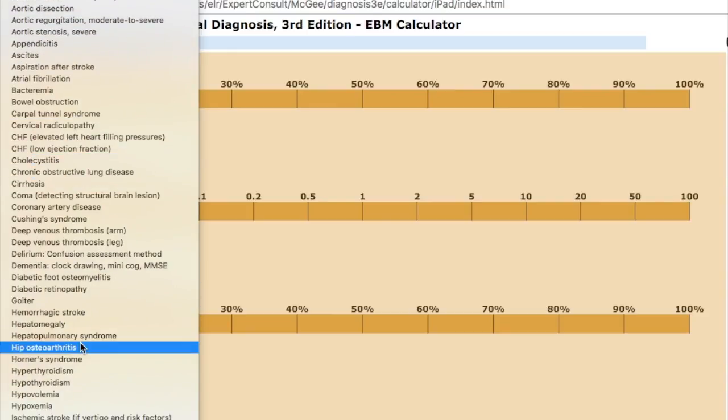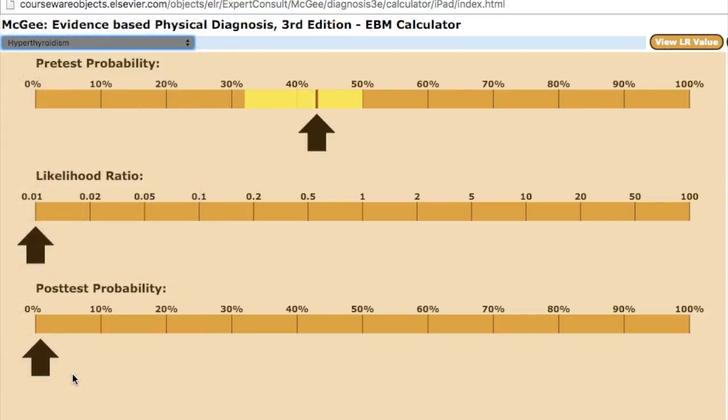We select hyperthyroidism from the drop-down menu. It gives us a range for average pretest probability, but again, you'll be choosing this based on your patient's history and presenting symptoms. And let's start by just taking a look at pulse. Remember, a pulse greater than 90 had a positive likelihood ratio of 4.2 for hyperthyroidism. So on the calculator, it takes your probability of this patient being hyperthyroid from 40% to nearly 80%. That almost doubles the likelihood that they're going to have hyperthyroidism.